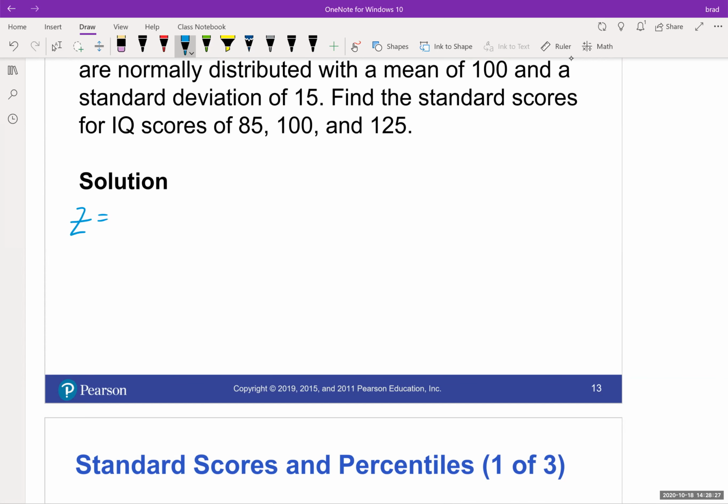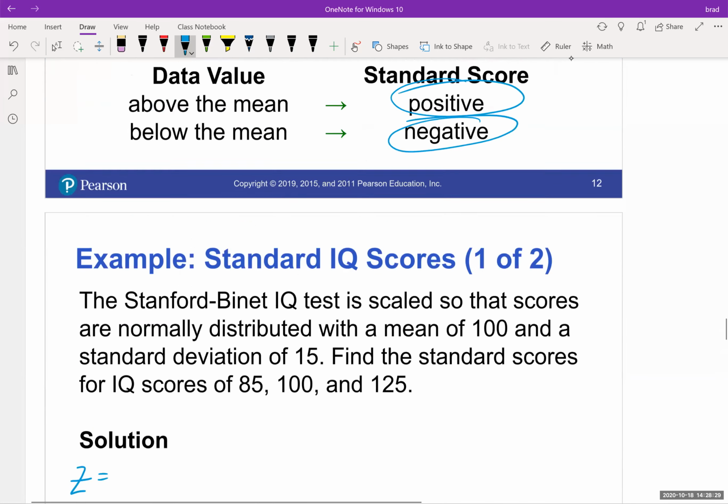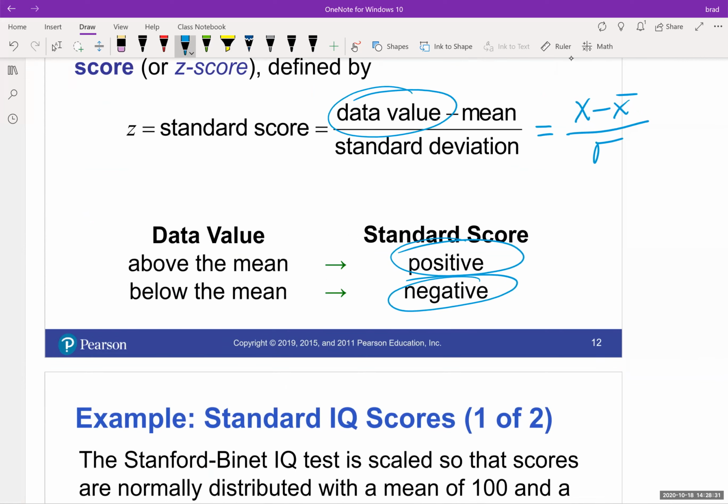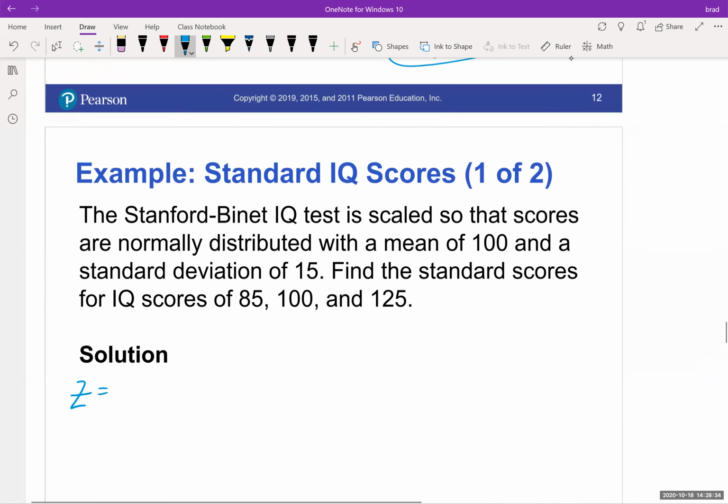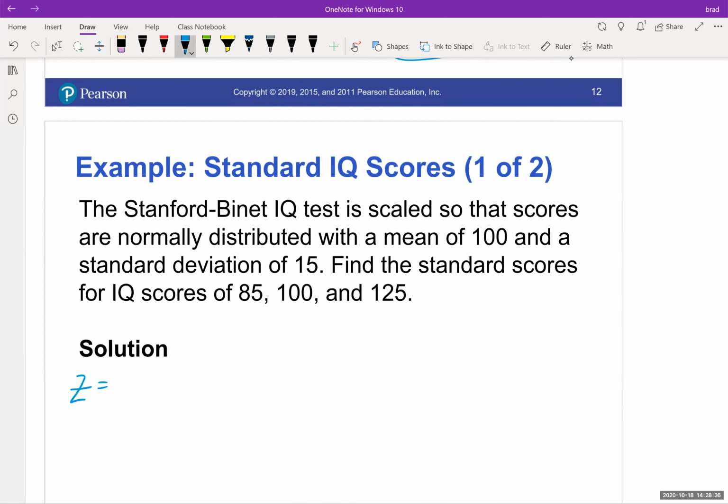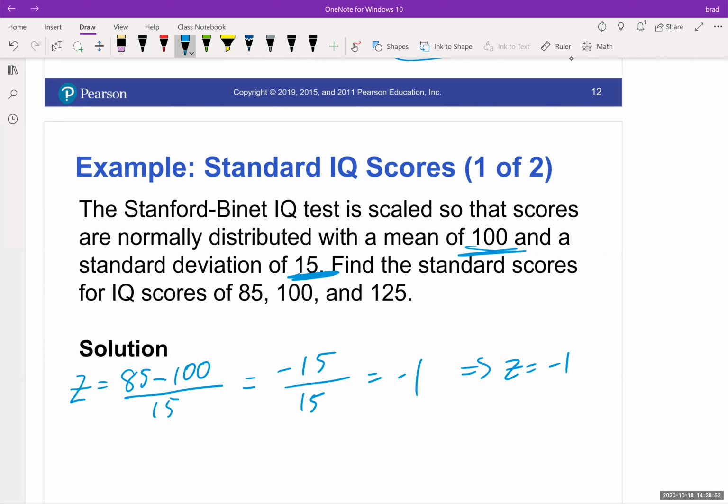So z equals, according to my formula, the data value minus the mean. The data value is 85, minus the mean. They told us the mean was 100. Then we divide by the standard deviation, which they said was 15. So I get negative 15 over 15, which is equal to negative 1. So you have a z-score of negative 1.